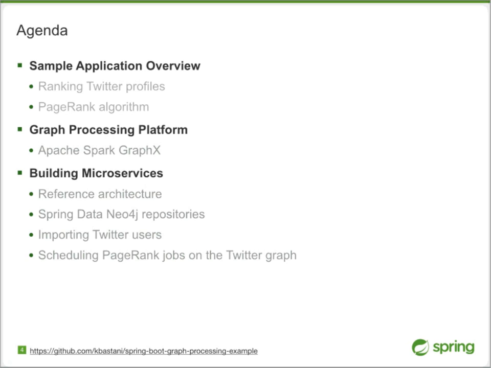As a part of this webinar, we'll be going over the following topics. We'll start by doing an overview of the reference application, which ranks Twitter profiles using PageRank. To calculate PageRank, we'll be using a graph processing platform, which is an architecture that provides a job scheduling interface to perform graph processing jobs using Apache Spark GraphX.